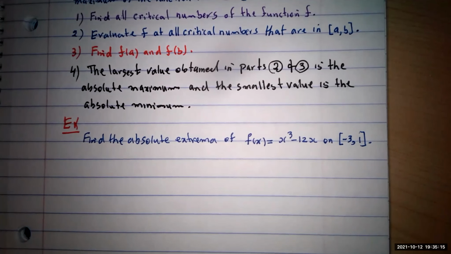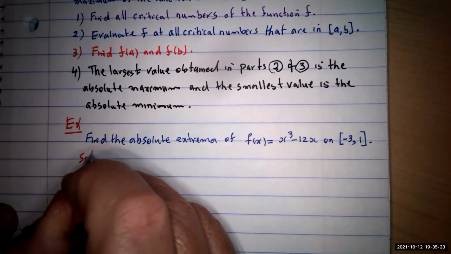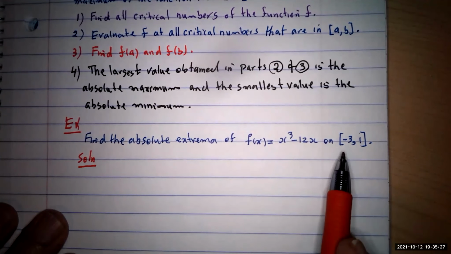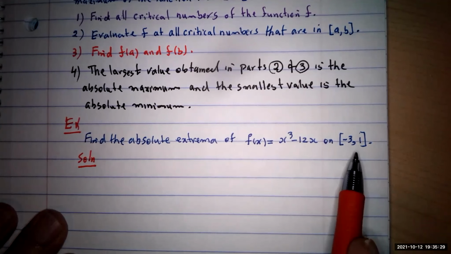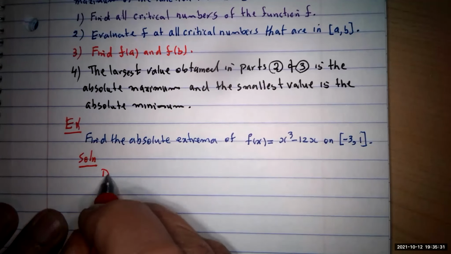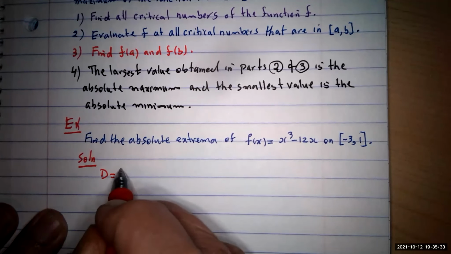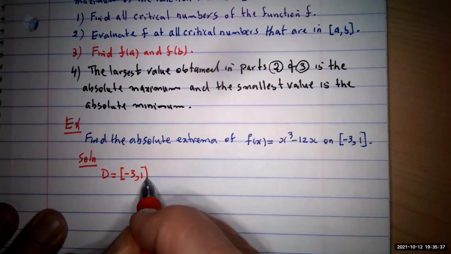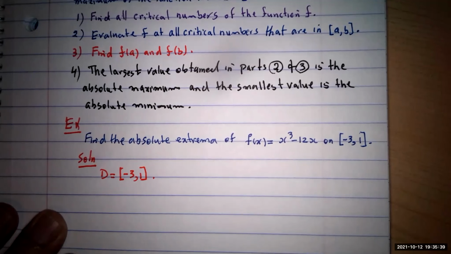So we want to find the absolute max and absolute min of this function on a given closed interval. That's it, 4 steps. Are you ready? Solution. Remember, the domain that you're going to consider is this closed interval. Make a note for yourself: this is going to be your domain.